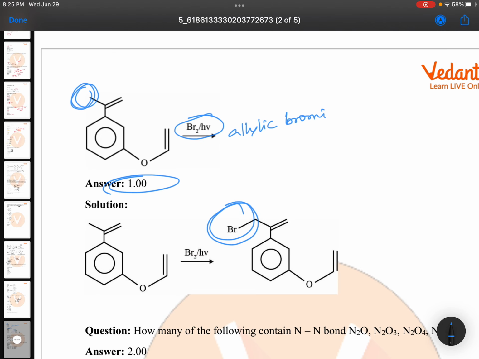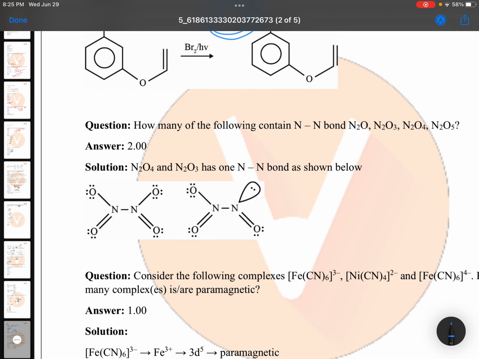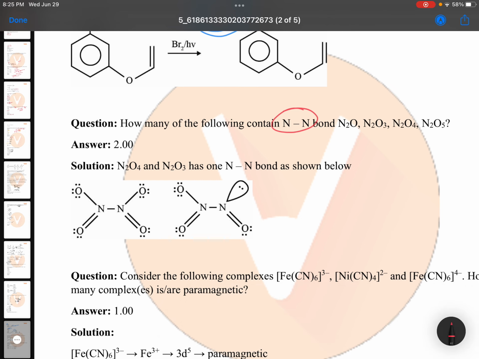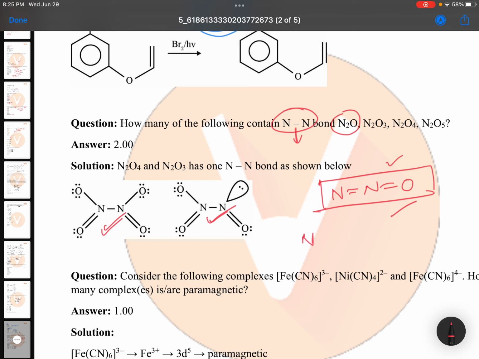So answer is 1. How many of the following contain an N-N bond: N2O, N2O3, N2O5? I think there is some controversy here. N-N bond means nitrogen-nitrogen single bond or double bond. If they are mentioning single bond, this answer is right. If they ask for any N-N bond, then this is also possible. N2O will have a structure like this. So for N-N single bond, this is the right option. For a nitrogen-nitrogen bond in general, this is also a right option.